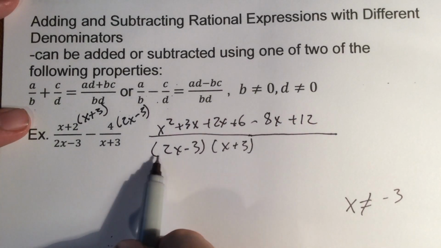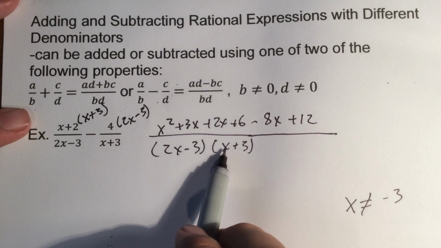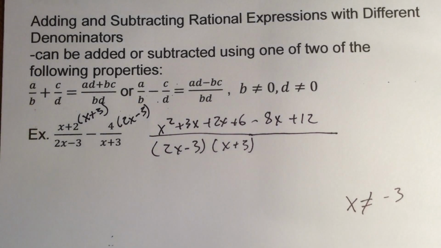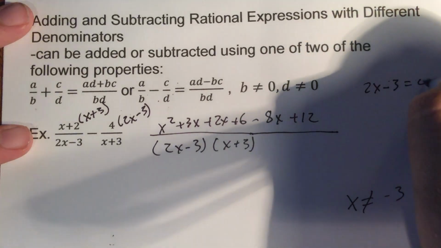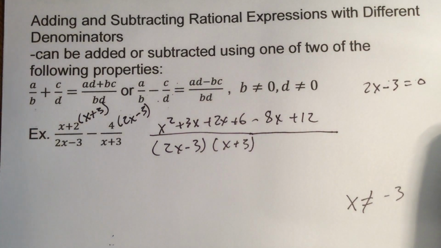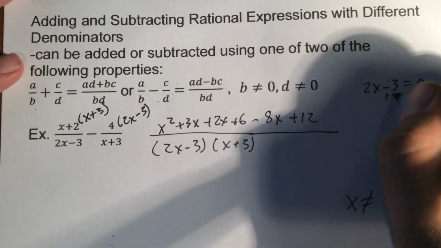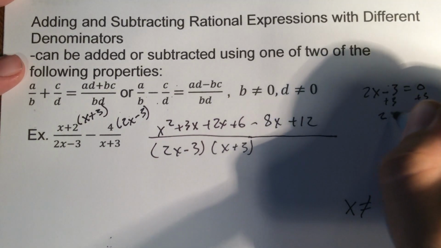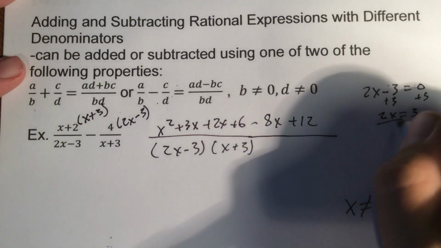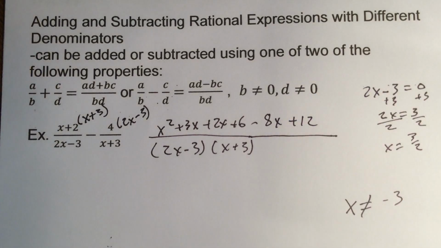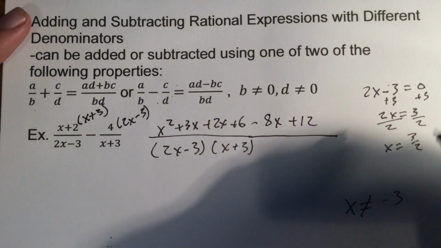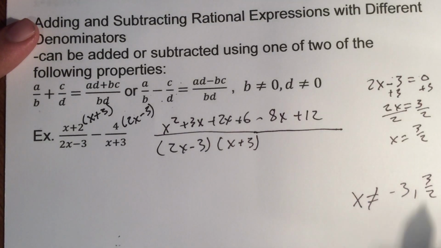Here's a little more complicated. There's not just an x here, we have a 2x. So the only thing you have to do is if I take 2x minus 3 and I set it equal to 0, then I can solve for, well, what x would make it 0? Well, if I add the 3 over, 2x would equal 3, and then I would divide by 2, so x would equal 3 halves. So 3 halves would make this first one be 0. So that's my other exclusion.